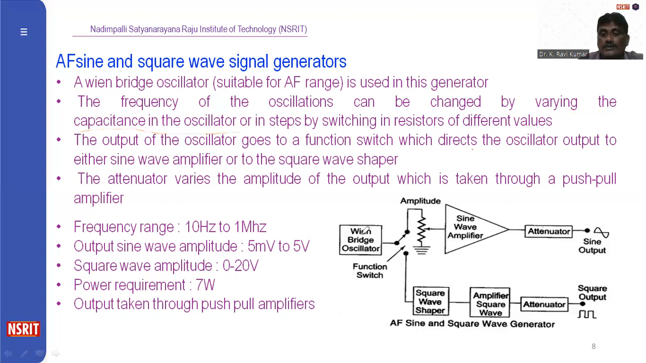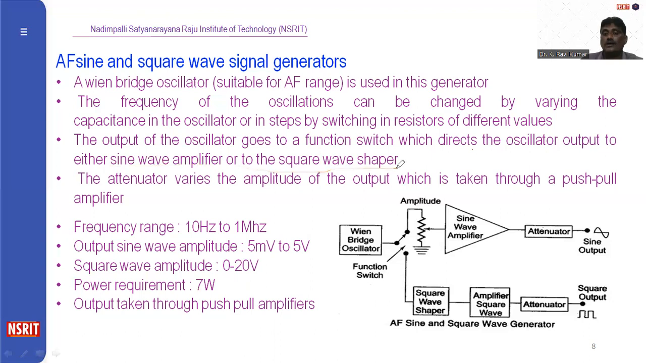Right, here we have the Wien bridge oscillator, designed with a combination of resistance and capacitance. When the capacitor value is changed, the frequency value will also change. If the resistance value is changed, the range of frequency will also change. The output of the oscillator goes to a function switch, which directs the oscillator output either to the sine wave amplifier or to the square wave amplifier.